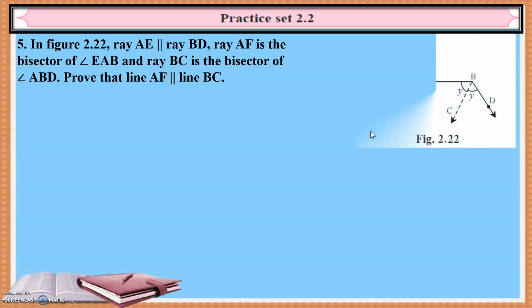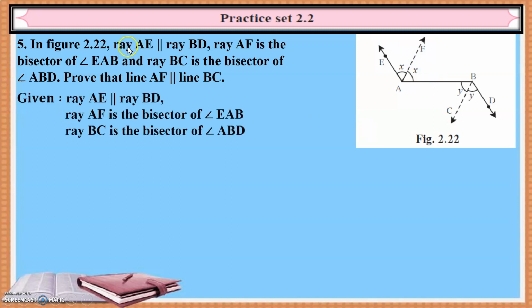Let's have the figures, students. Now, let's write what is given. It's given that AE is parallel to BD, which we have written. Then AF is a bisector of angle EAB and ray BC is the bisector of angle ABD. So, three things were given which we have written. Next, let's write what we have to prove. So, we have to prove line AF is parallel to line BC. Okay, let's start with the proof.